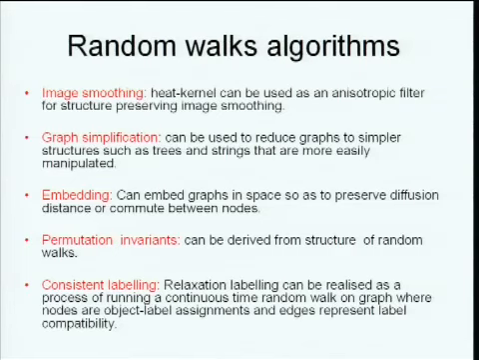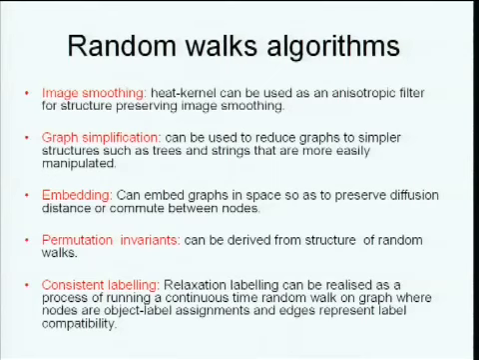If one's looking at this from a practical perspective, then random walk algorithms have been developed, and I'll show you some of them in this talk, for a whole number of different applications involving image data. For instance, image smoothing can be realized as a process of smoothing an image with a heat kernel, which describes the random walk on the graph. Graph simplification can be realized using random walks and spectral methods. By graph simplification, I mean converting a graph into an equivalent tree or string representation.